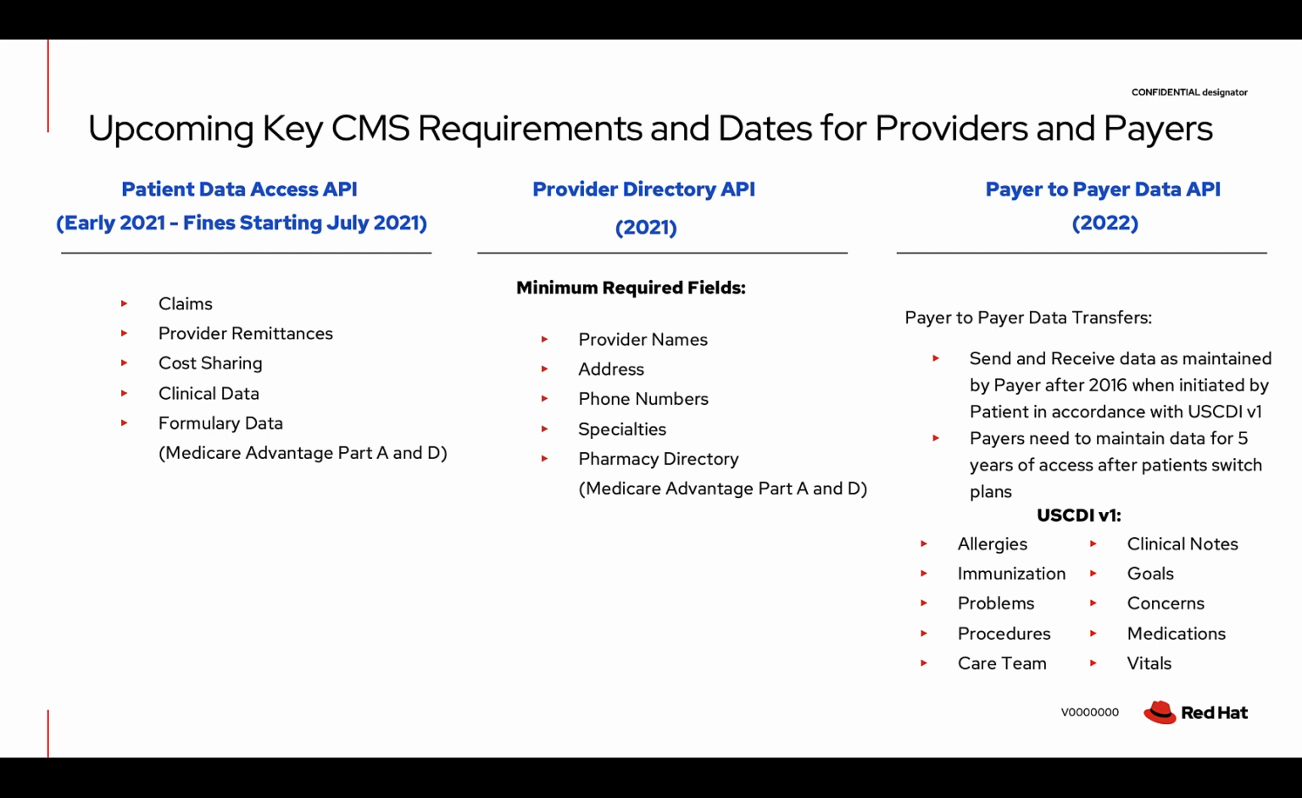Patient data access is supposed to start in early 2021, but as you can imagine, with COVID and everything else going on in the industry from this COVID pandemic, they have decided to move fines and fees back to July 2021. Specifically, patient data access API is about giving people access to their claims, their clinical data, and if they're a Medicare Part A and D customer, their formulary data.